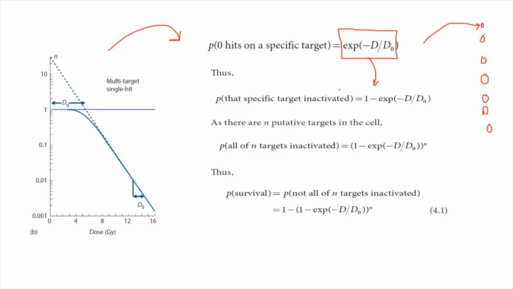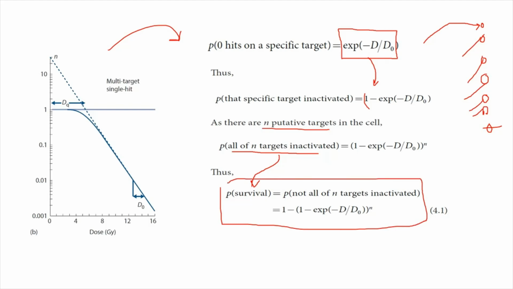But we know in the case of the multi-target single hit model there are n putative targets. So for all targets to be inactivated, the probability becomes (1 minus exponential of minus D by D naught) to the power n, because there are n different targets. And if all these n targets are inactivated, then the cell will die. Now the probability that the cell will survive is 1 minus the probability of dying, so that's the probability of survival. Is it fine?